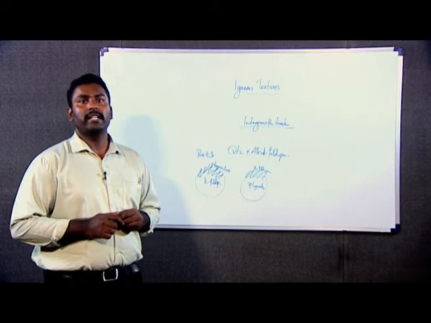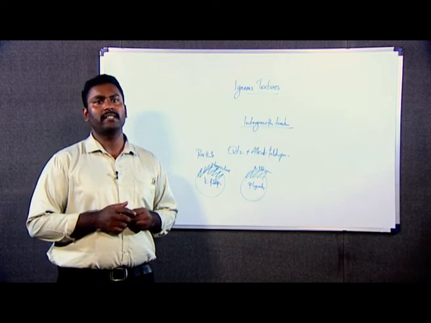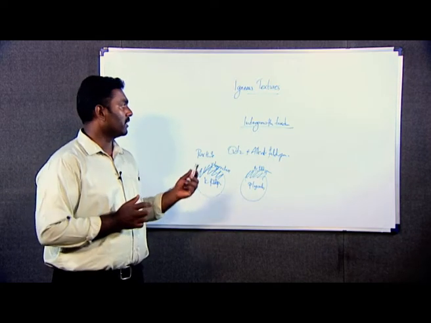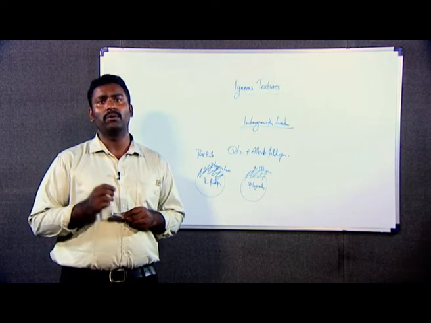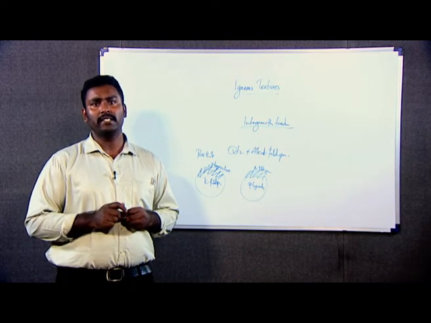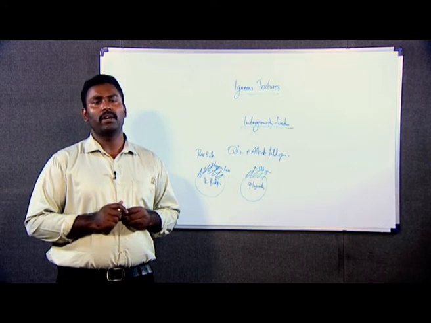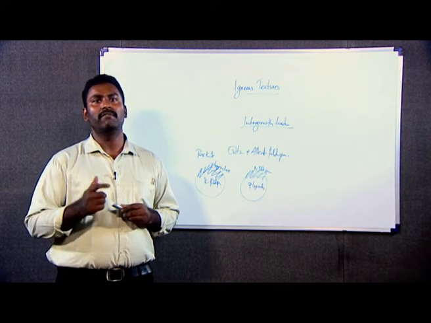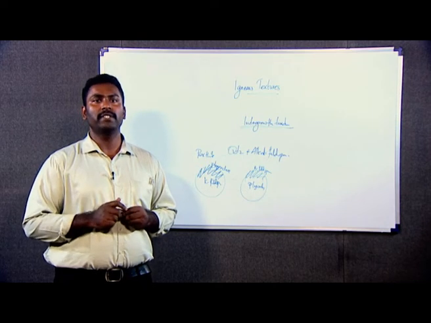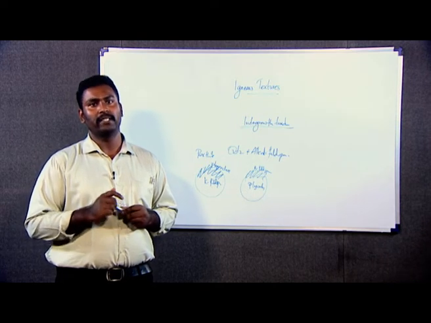Now the next important type of intergrowth texture is symplectic texture. This symplectic texture is also an intergrowth texture, but the only difference is that in a symplectic texture, one of the minerals will be vermicular in nature. Vermicular means that the mineral has a worm-like appearance. That type of intergrowth texture is known as symplectic texture.